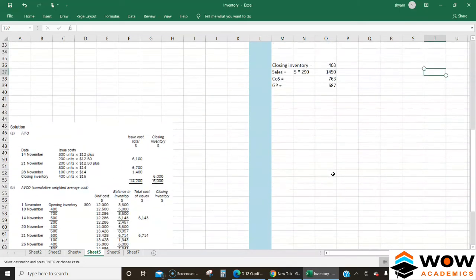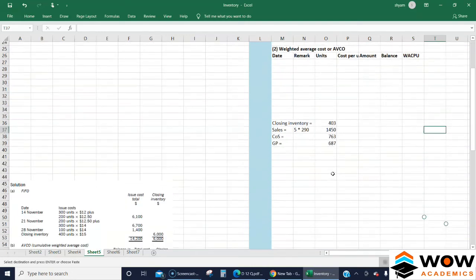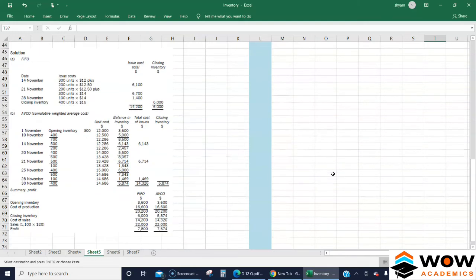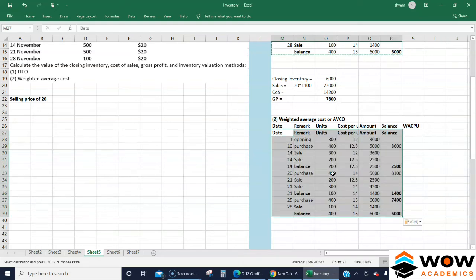So closing inventory 6,000 and cost of sales is 14,200. So is it right? Yes, it's correct. And for the average method, as per FIFO method, the profit would be, sorry, 7,800. I think that's also what we got. So we'll work out for the weighted average method.